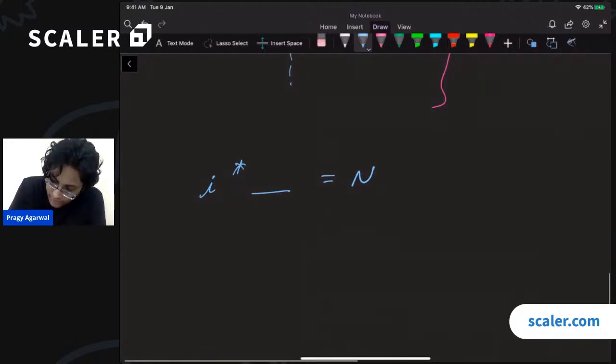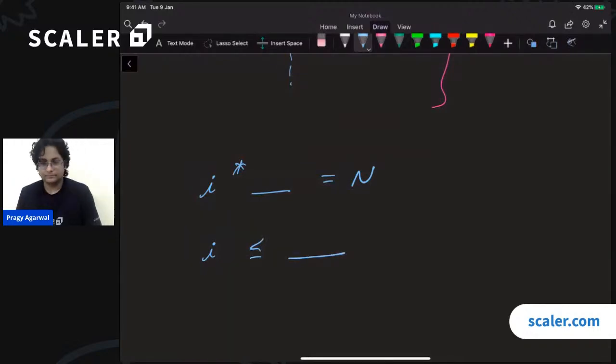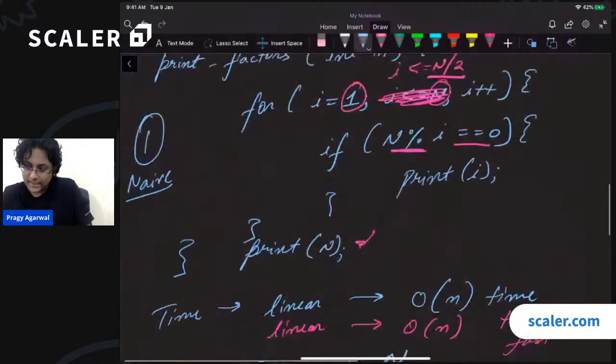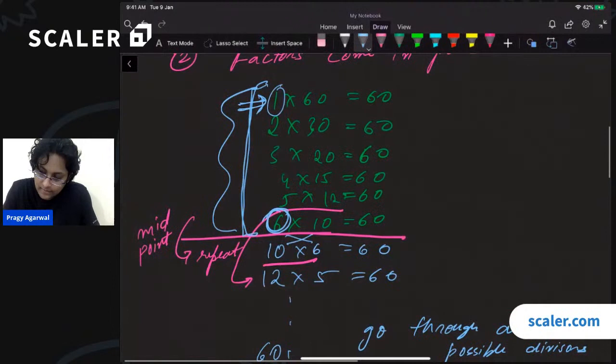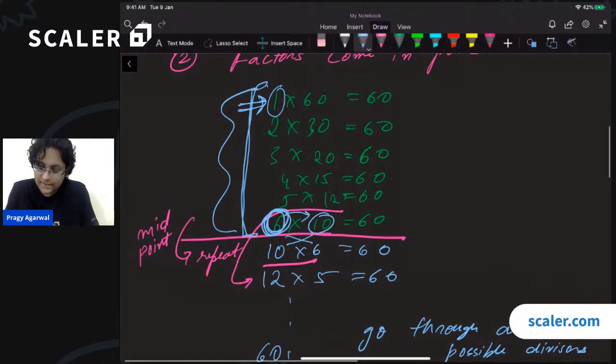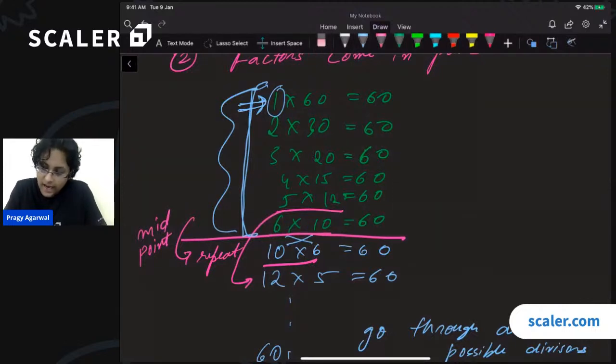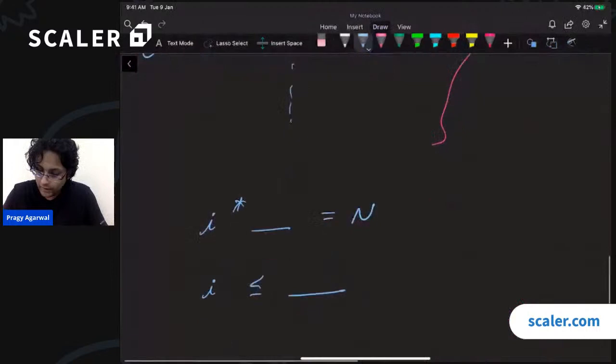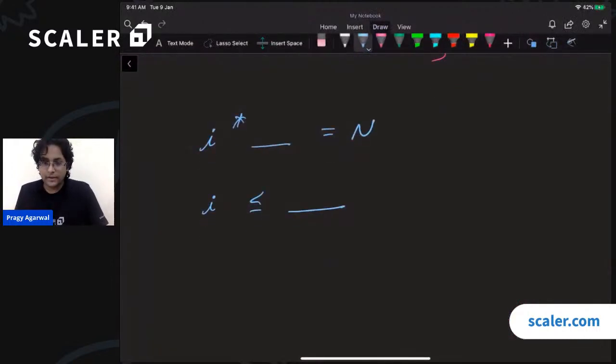Secondly, I am looking for a number such that I is less than or equal to this something, right? Because basically, I'm going till 6 because the number which is paired with 6 is greater than 6. 10 is greater than 6. If I go any higher, then the numbers will swap. The first number will become greater than 6 now, right? So we are looking for a number over here that follows this property.